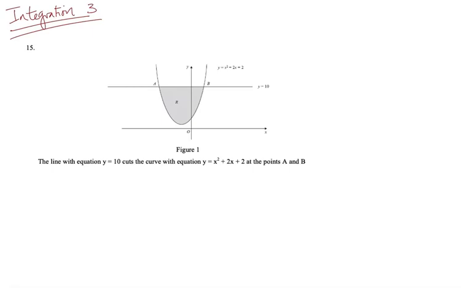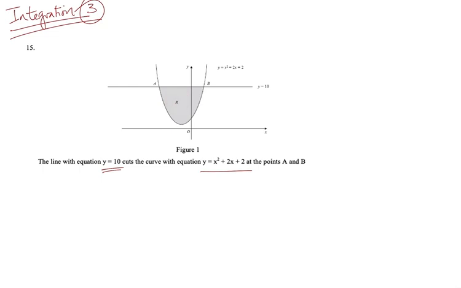Hello everybody, it's the third video of our 3 integration videos, video number 3. And here is our exam question. The line with equation y equals 10 cuts the curve with equation y equals x squared plus 2x plus 2 at the points A and B. And we've been asked to find the area of this shaded region R.